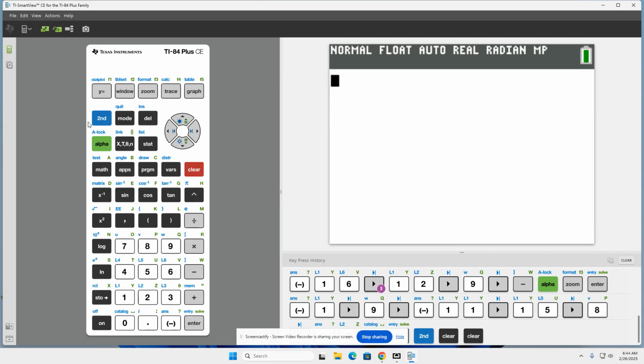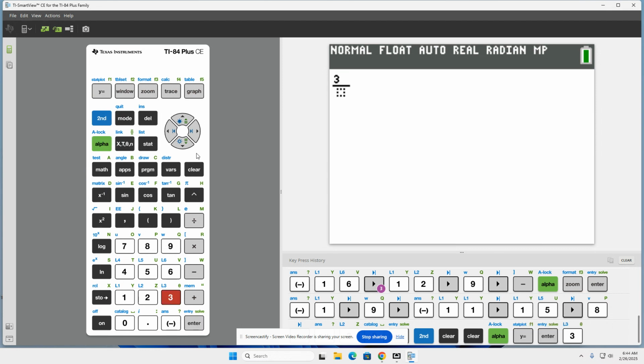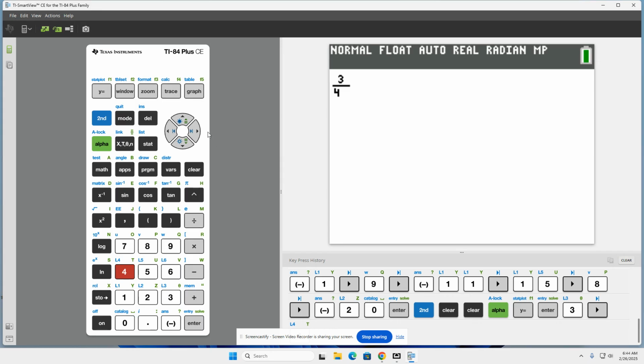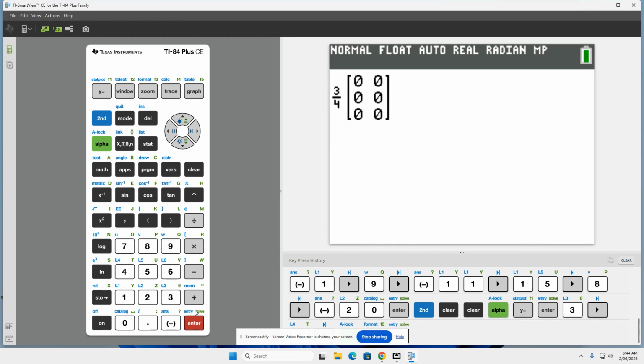So I'm going to do my alpha y equals, and I'm going to plug in number 1, 3/4. But then I'm going to pull up my matrix. So I'm going to do alpha zoom. And remember, these were 3x2s, which is actually what I did last. So it's already set, 3x2. So I'm going to push OK. Now I'm going to throw my W in there.